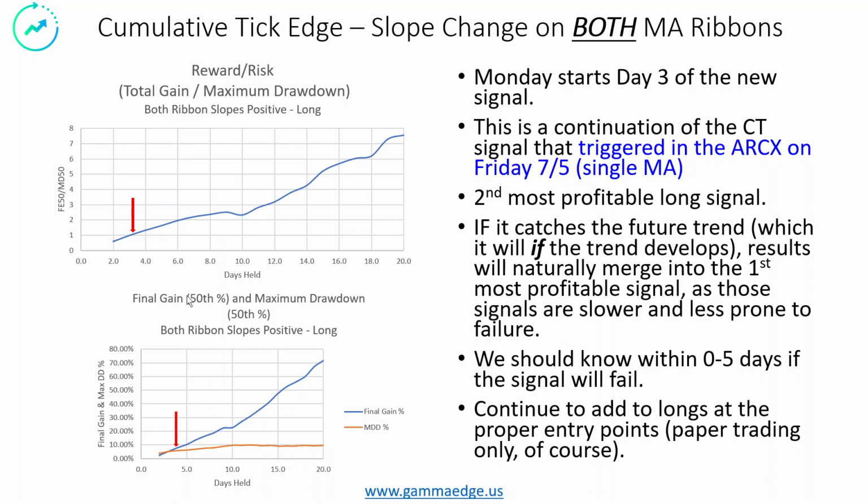Down here, we've got what we call the average gain or the final gain, FE50, and maximum drawdown. And you can see the drawdown starts to stabilize. This happens in a positive gamma environment where we start dampening volatility, and that volatility is reflected in the maximum drawdown of the portfolio. You can see that it stabilizes out very nicely as gains continue to go. So the signal is very good at capturing trends if they materialize.